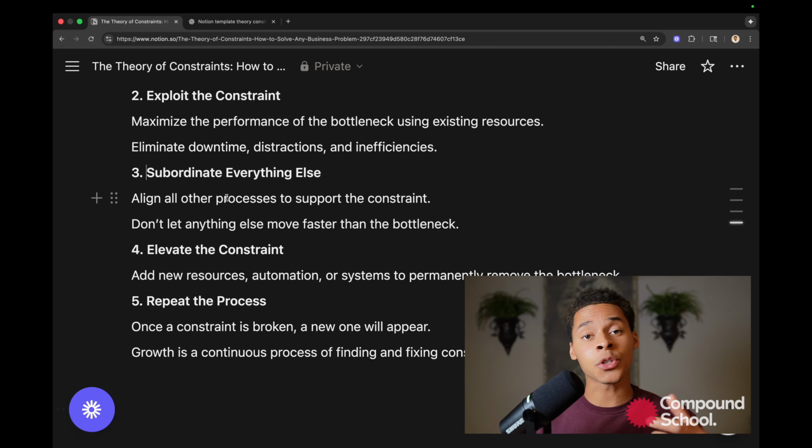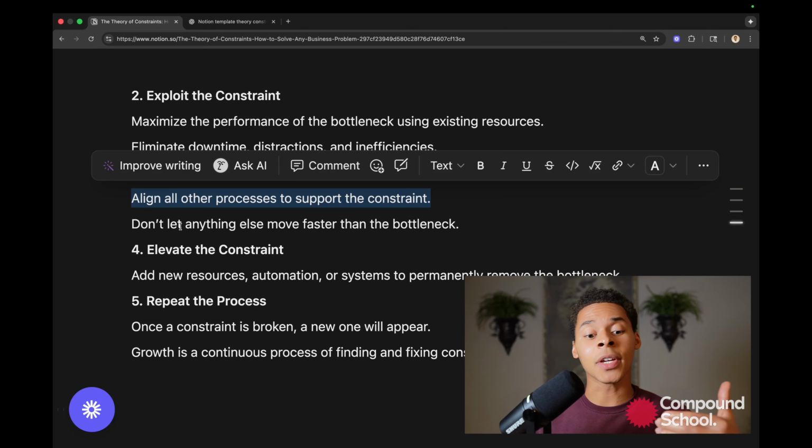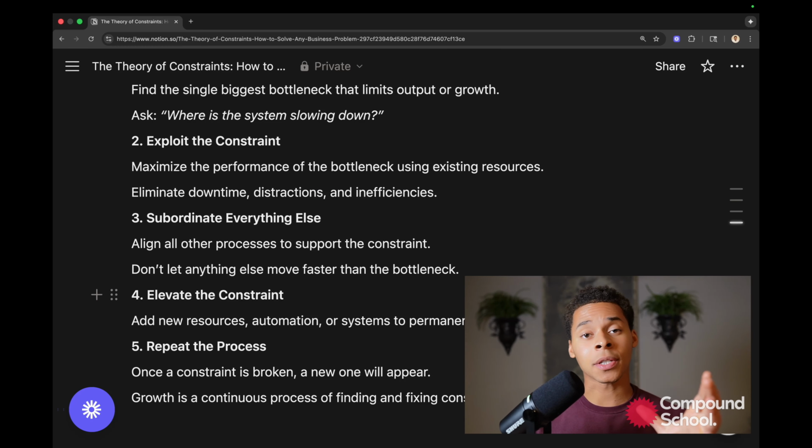As we exploit this constraint, we want to subordinate everything else. By this, we mean that we want to align all other processes to support the alleviation of this constraint. So to tie this back to our previous example, we need to focus all of our efforts on removing this sales conversion constraint. No amount of leads is going to help us here because the amount of leads that we actually convert into paying customers is very low. So actually getting a lot of leads in this period in our business is going to hurt us more than it would help us because these leads aren't being converted into paying customers as frequently as they could be.